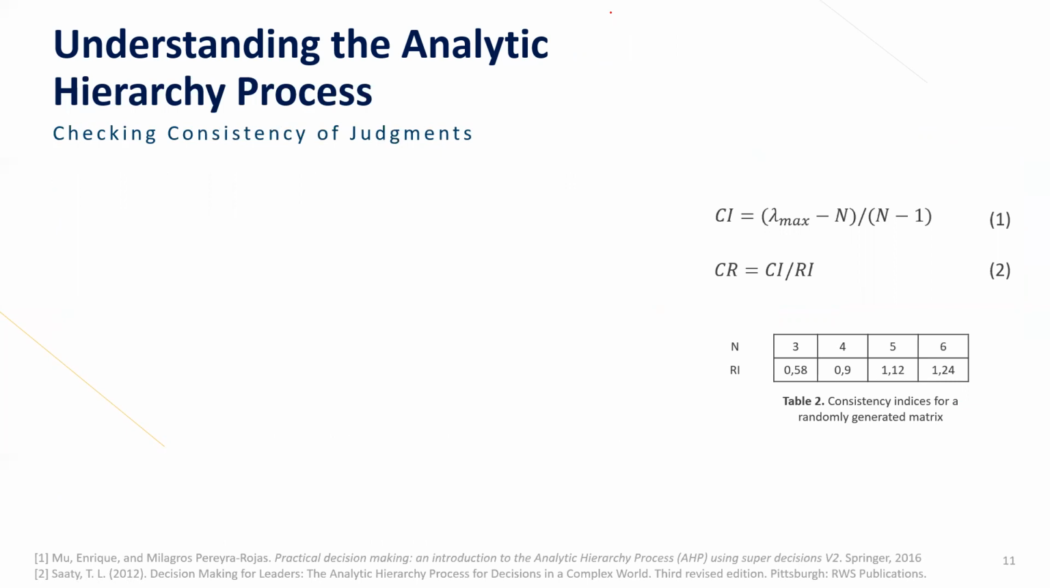Here, I will explain a tool or a measurement to check the consistency of one's judgment. It is called the consistency index, or later translated into CR, consistency ratio.